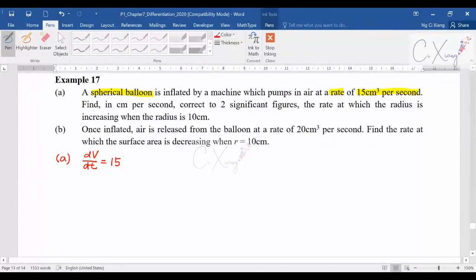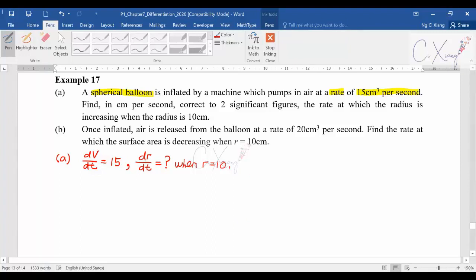Okay, then what do they want you to find? Find in cm per second, correct to two significant figures, the rate at which the radius is increasing. So they are asking for the rate of radius increasing. So they are asking for dr over dt, when r is equal to 10. All right, so this is what they want for part number 1.